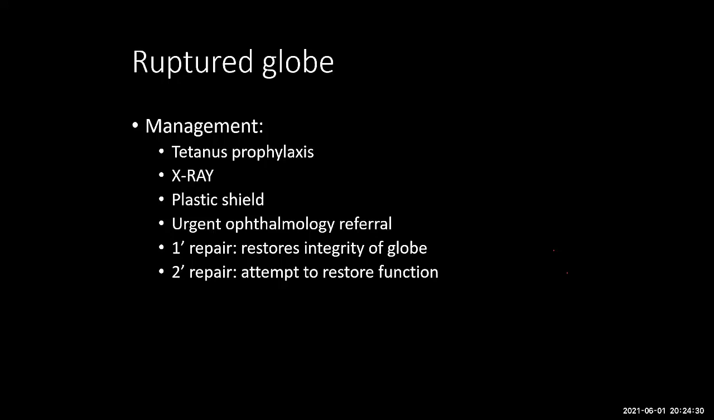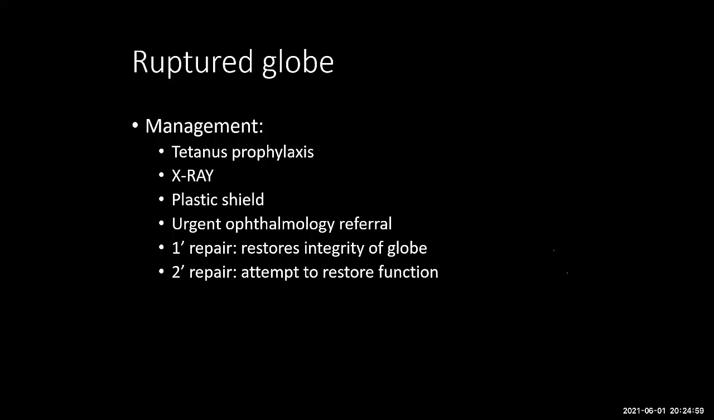because if there's a laceration and you pressurize the eye, more and more ocular contents can protrude out and bulge out and cause more and more damage. So don't touch the eye if you're not sure what you're dealing with. Just put a plastic shield on and send urgently to the eye department.